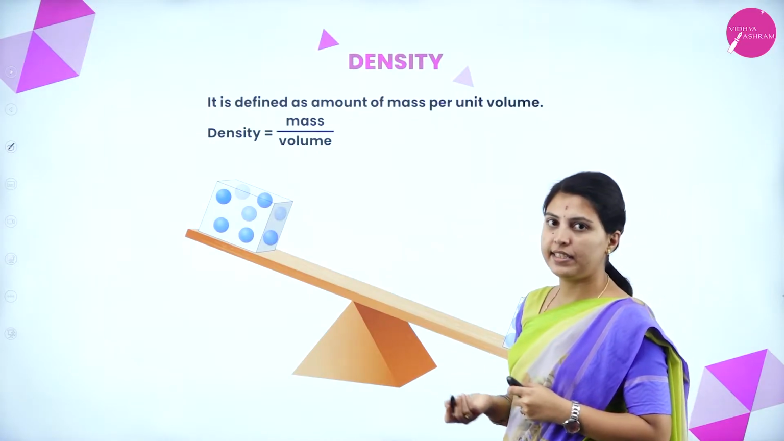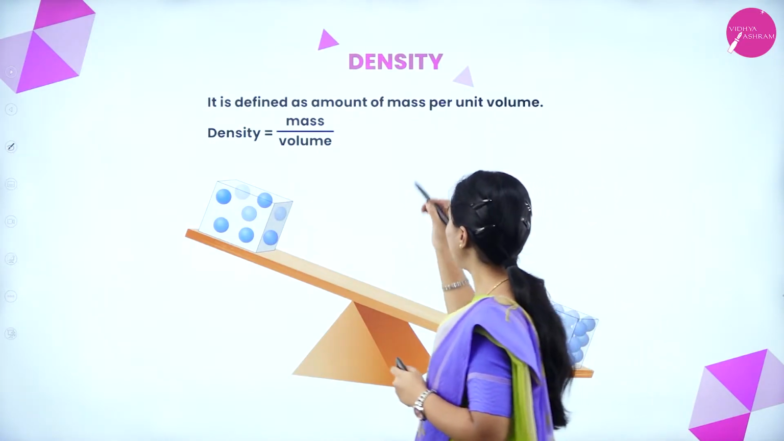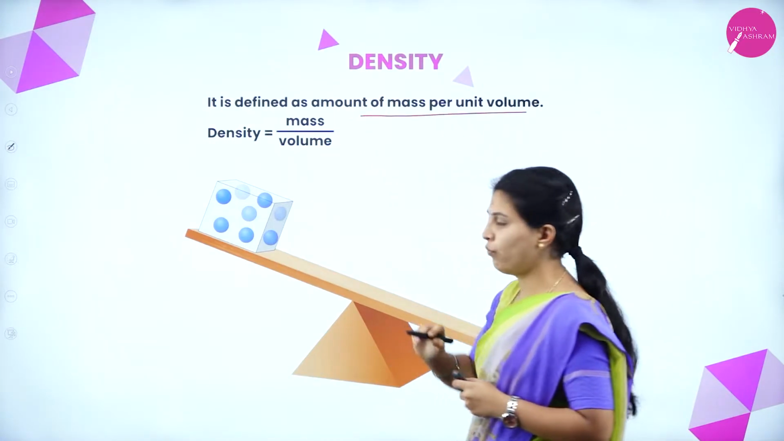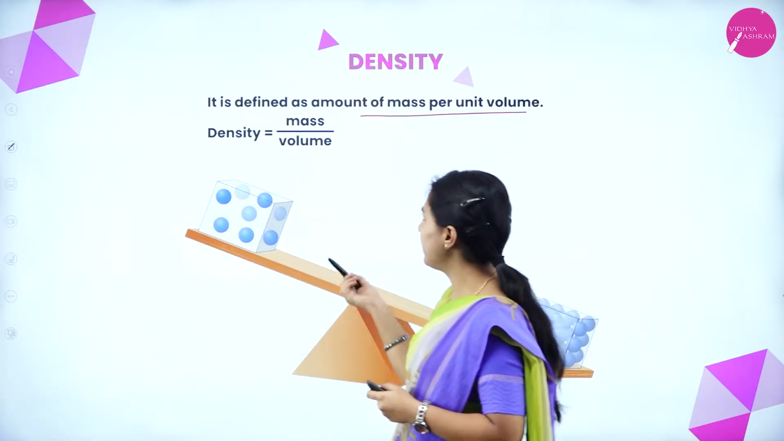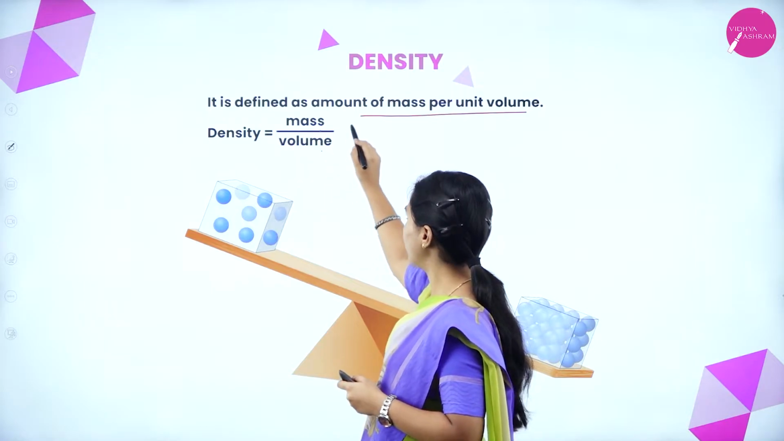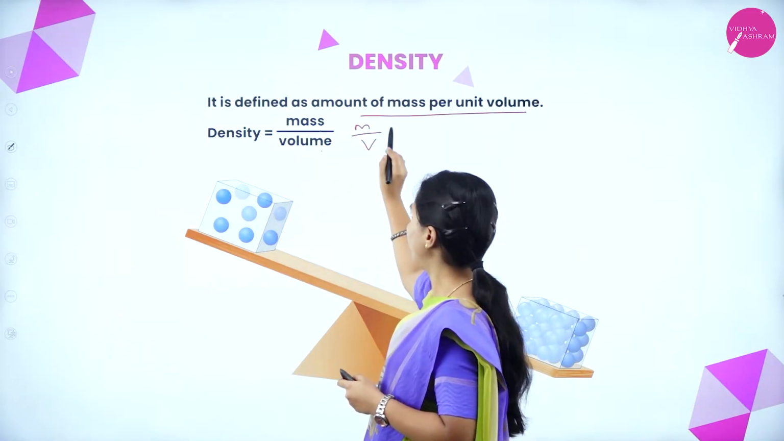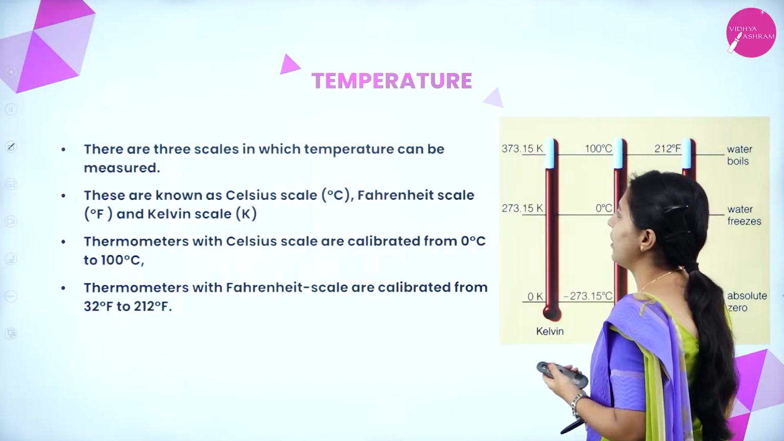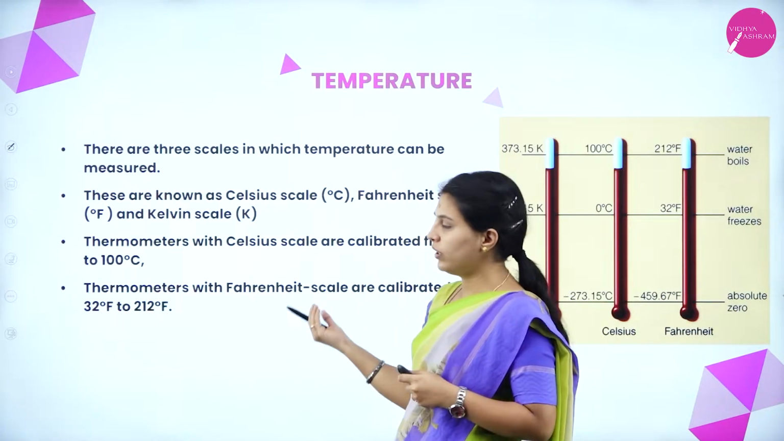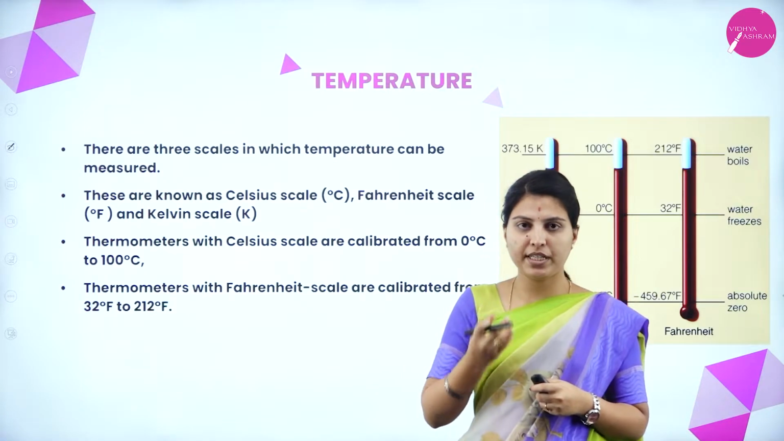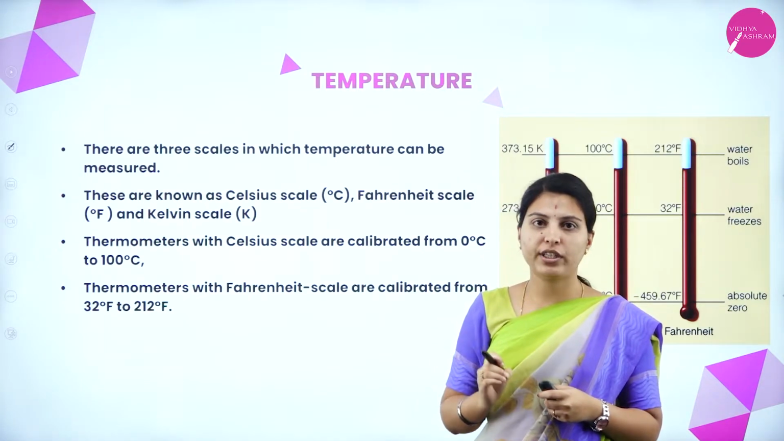Next is density. It is defined as the amount of mass per unit volume. We know this from so many classes: density is nothing but mass by volume, nothing but m by v, right? Next, temperature. Temperature is nothing but the degree of hotness.